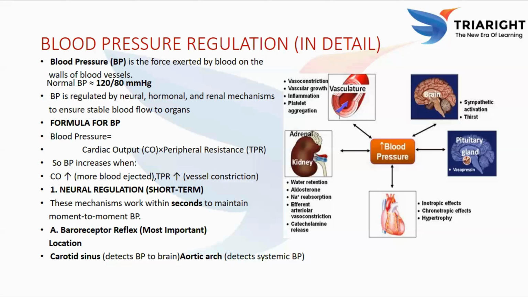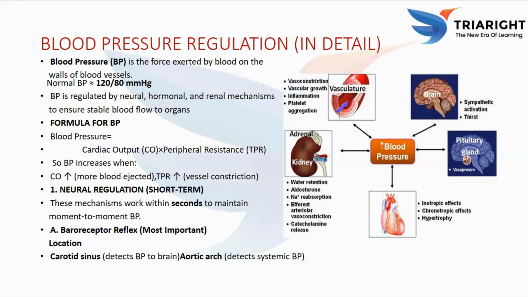So why is blood pressure regulation important? The blood pressure must stay stable to ensure enough blood reaches all the organs, especially the brain, heart and kidneys. Right. So this is why it is more important. So what are the mechanisms of blood pressure regulation? There are two mechanisms: the neural regulation and the hormonal regulation, right?